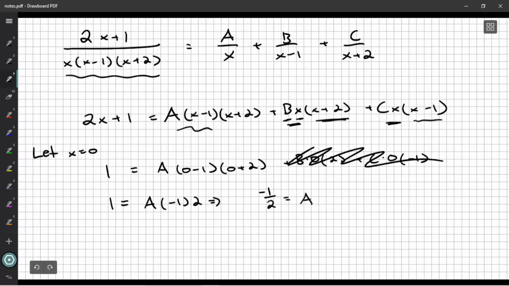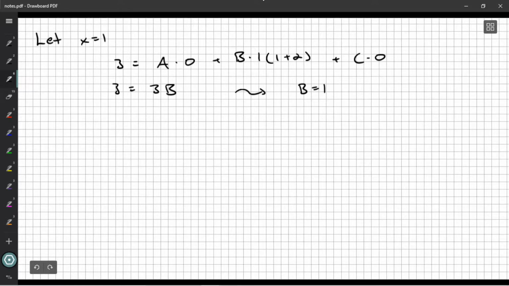Okay, one more to go. Is there something special that could let us figure out what C is? Well, both B and A have x + 2's. What makes that equal to 0? Negative 2. So if we plug in x = -2, we get -4 + 1, so that's -3.